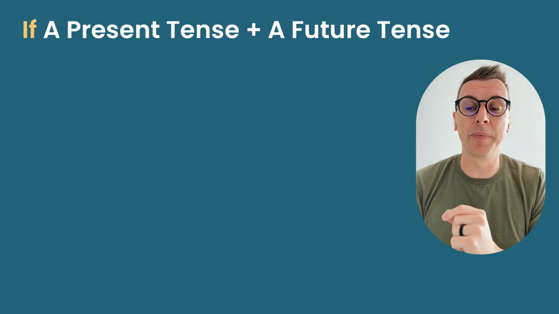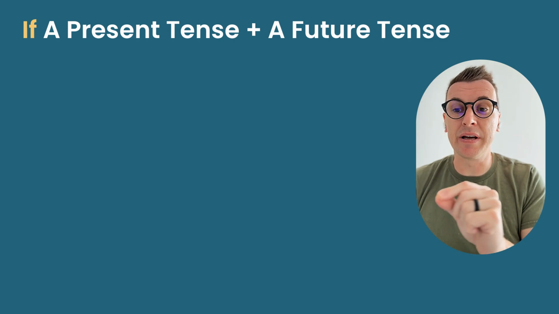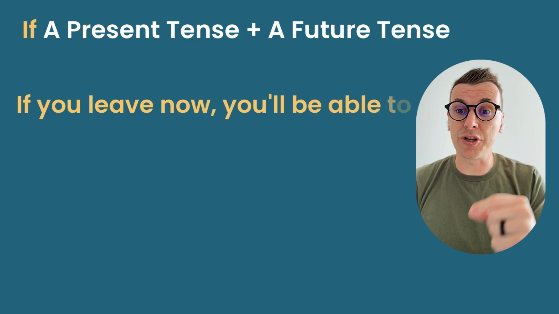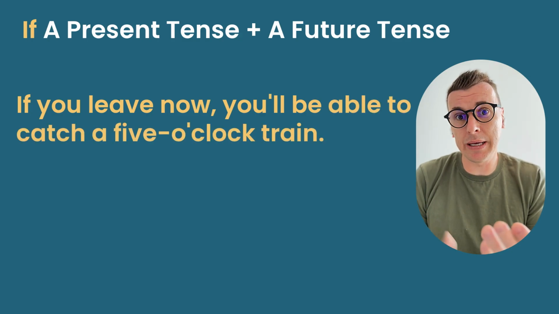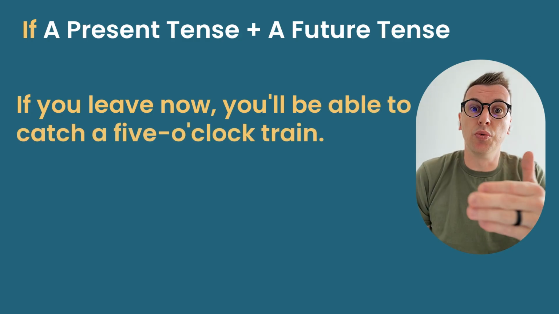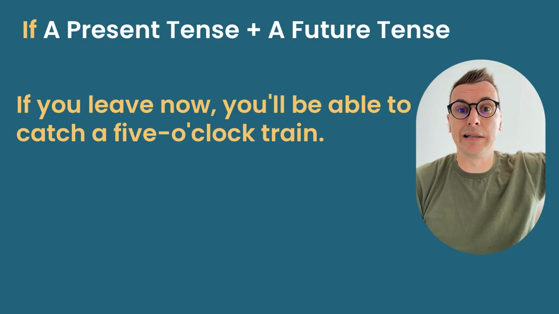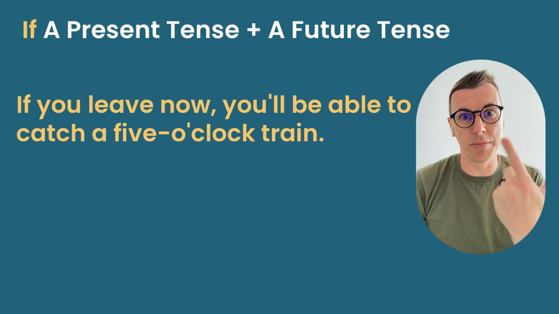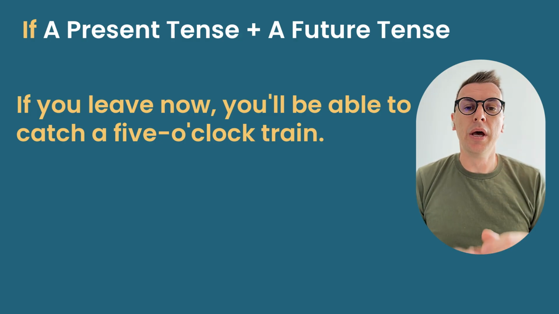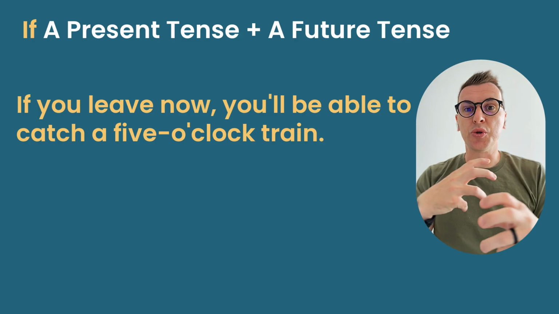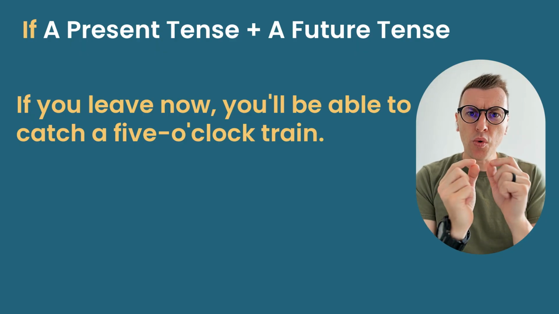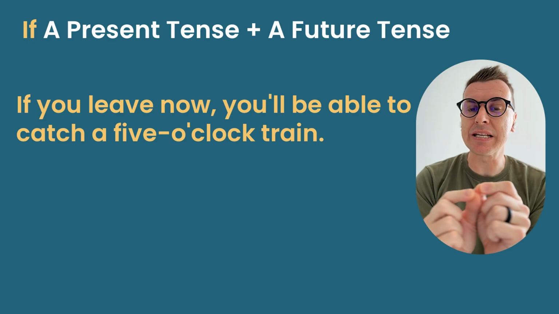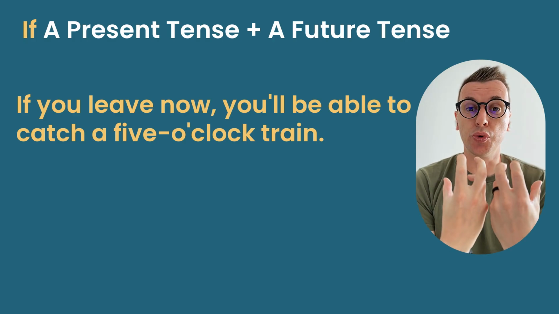So here's an example for you. If you leave now, you'll be able to catch the 5 o'clock train, right? Again, if you leave now, present tense, you will be able to catch the 5 o'clock train. Then in the future, you will be able. Super. Now, what if you want to play around with the ideas a little bit? What if you want to be a little more precise in what you're trying to say?